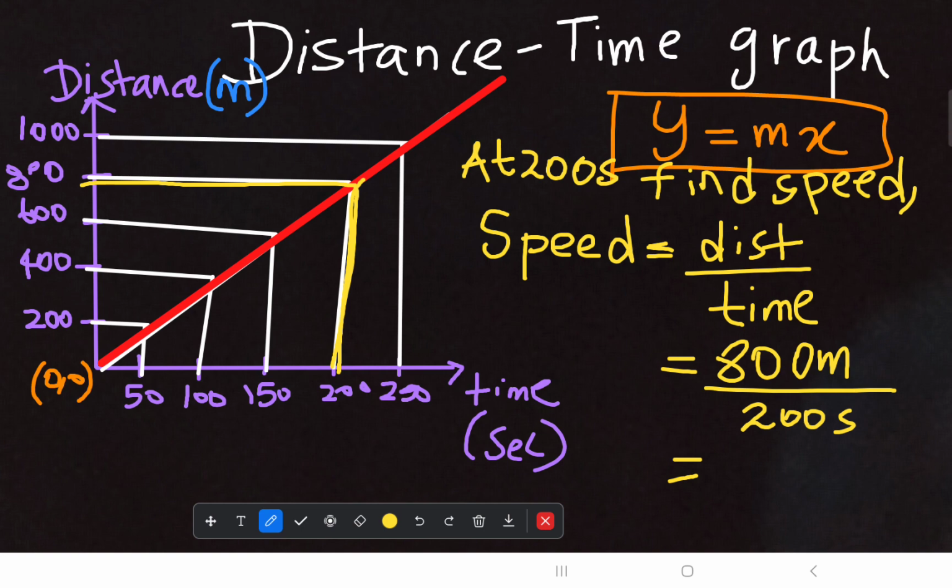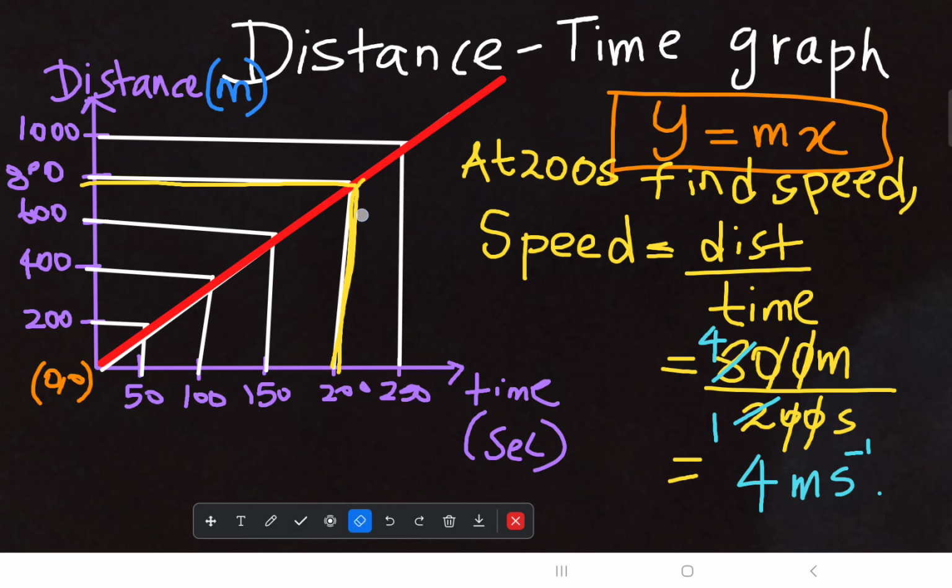So these are the parameters. Then we will simplify this. This 0 and this 0 cancel, and then we can simplify these two: 2 fours are 8. So the speed at 200 seconds is 4 meters per second, with the unit. This is the way you have to represent your answer. This is the way we can find this speed. That's all for this question.